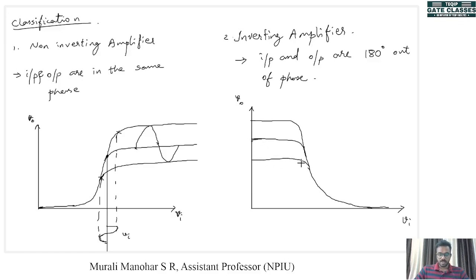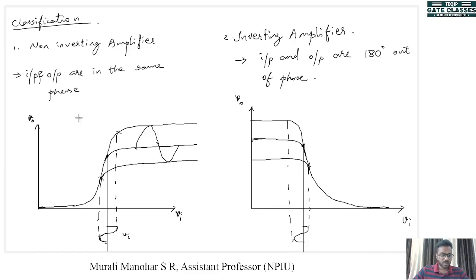Now let's say this is our Q point. So we can show the input here. This is our input. If the input increases here, the output has fallen to this point, right? We can project this input to the characteristics and see that if the input increases, output decreases, and if the input increases in the negative direction or if the input decreases, the output increases.